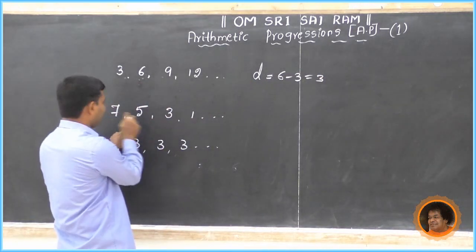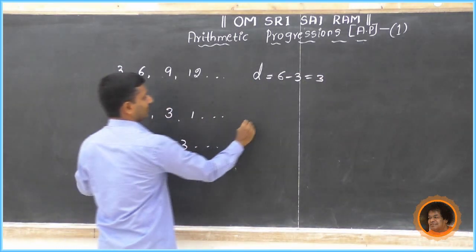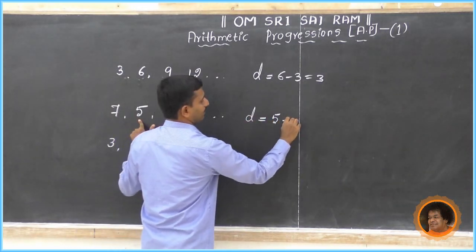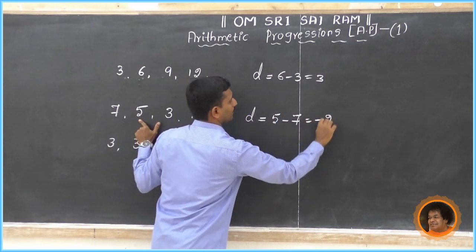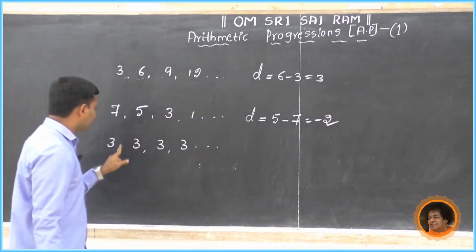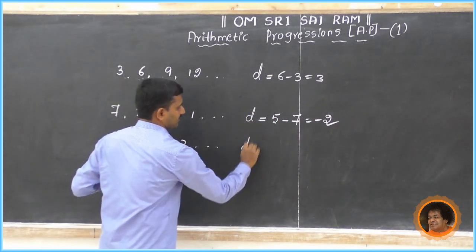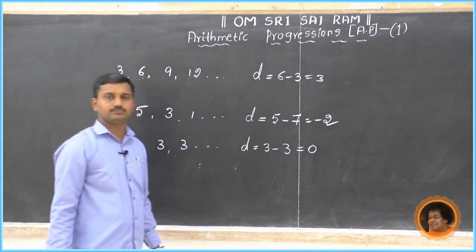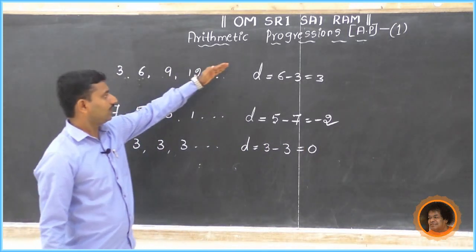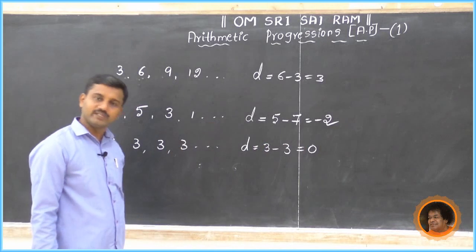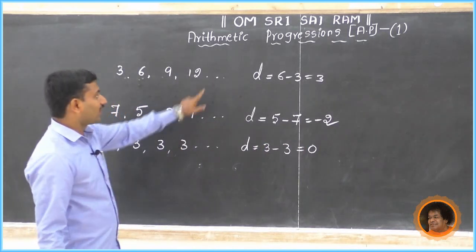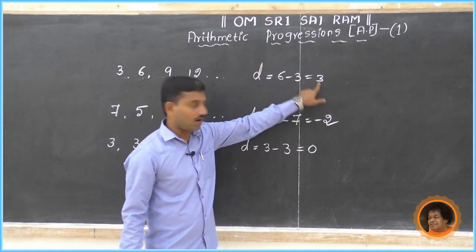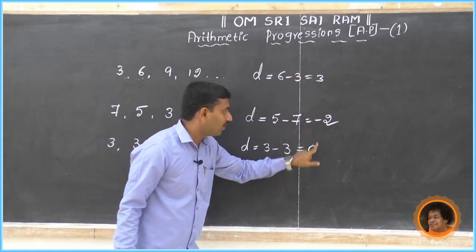In the second example, the first term a equals 7. What about the common difference? The common difference d equals the second term 5 minus the first term 7, which equals minus 2. And in the third example, what is the common difference? d equals 3 minus 3 equals 0. From these examples, we conclude that the common difference may be a positive number, a negative number, or 0.